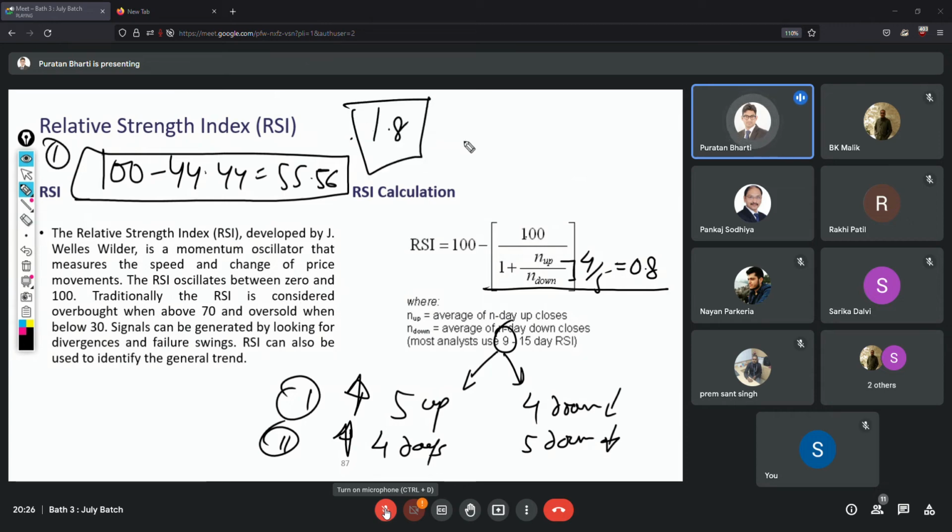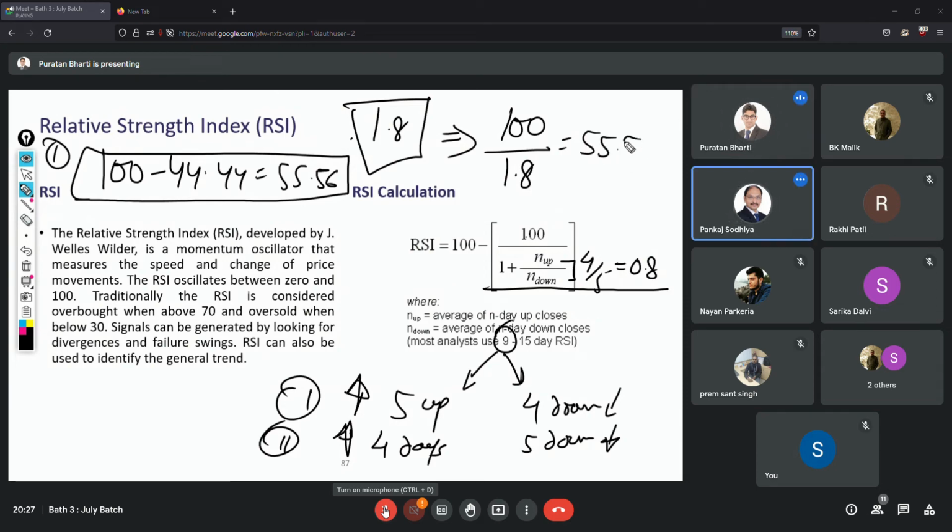Now you have to divide 100 by 1.8. So obviously it will be a number lower than 100. What is it? 55.56. See how the number got reversed, just the opposite of it, right? So 55.56. In the second case, what you are doing is 100 minus 55.56, and that gives you 44.44.